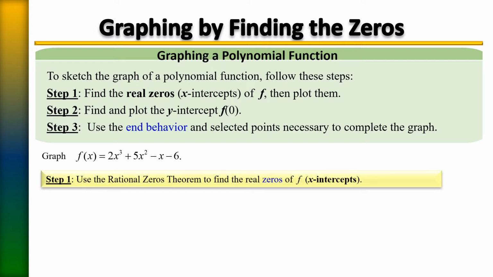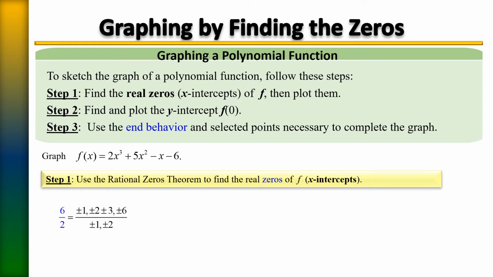So to find the zeros of this function, we need to first look at all of our potential zeros of the rational zero theorem. So to find that, recall, it's p over q. P is going to be your constant. In this case, it's -6. Q is your leading coefficient, which is 2.